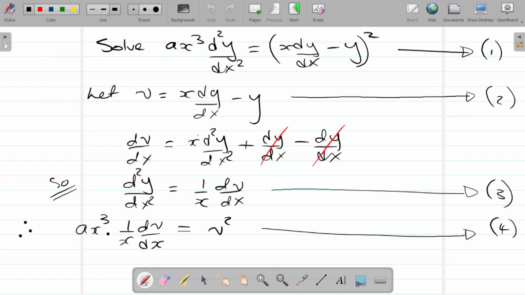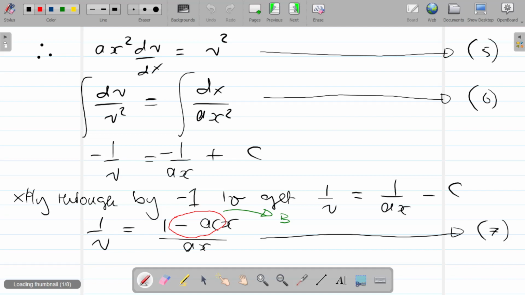Well, we defined, if I can find my pointer, we defined v to be x dy by dx minus y. Basically, we substituted v in for x dy by dx minus y. So now we're going to take the right hand side of equation 2 and resubstitute it for v.